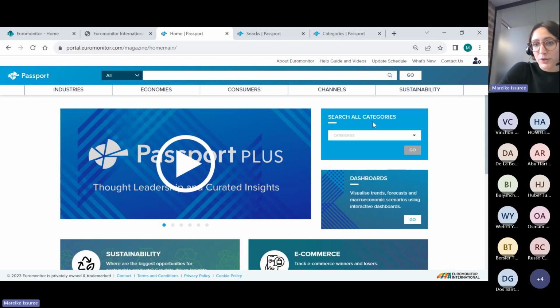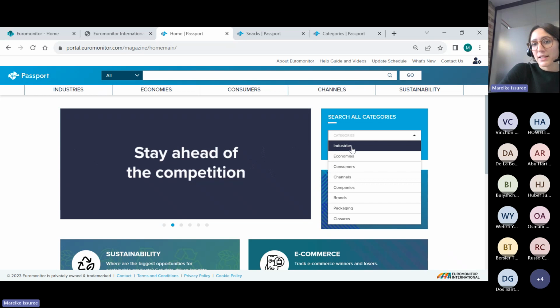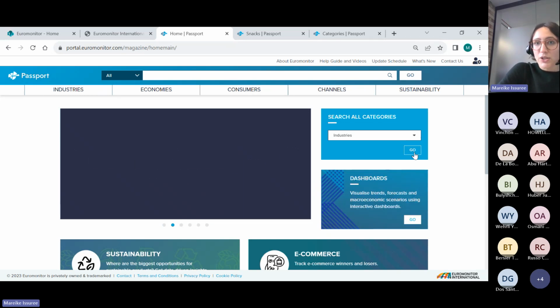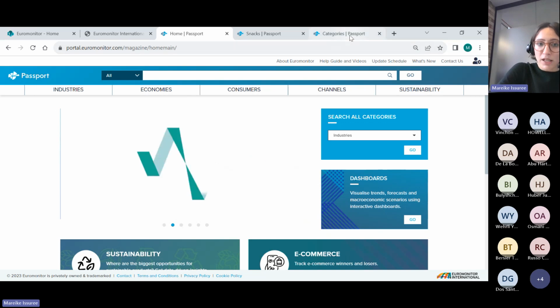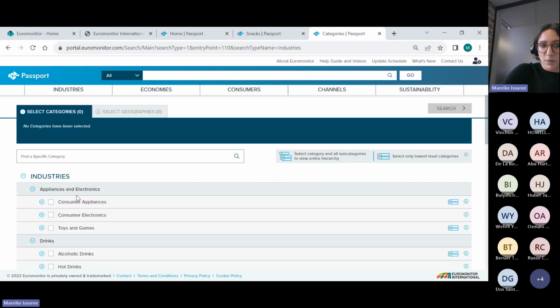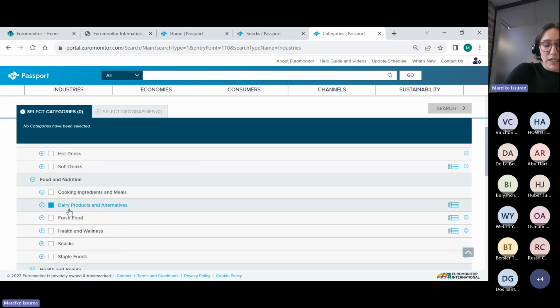What this will allow you to get is our full search tree in Passport. And you can select industries, economies, consumers, channels. It doesn't really matter which one you select, because it will get you to the same results page. So if I press go, it will give me the overview of all the different research areas in Passport, and I can very specifically select what I'm interested in. So it gives you a good idea of what's covered in Passport. You can dive into a very specific sector that you're interested in.